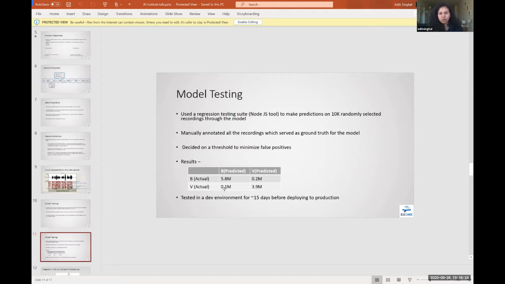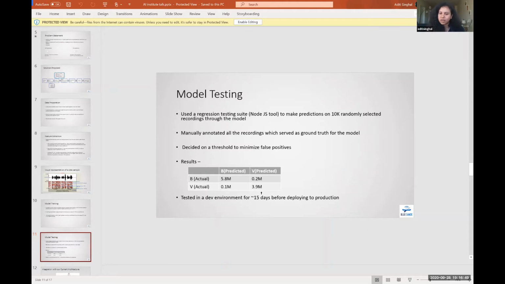And these are some of our results. If you see, when the user spoke B versus predicted B, when actually it was B and the user spoke it as V, and all the others, basically this confusion matrix helps you understand how our false positives are.